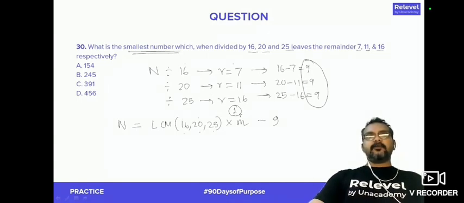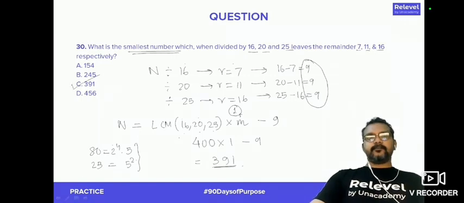We have to now figure out the LCM of 80 and 25. So 80 is 2 to the power 4 times 5 and 25 is obviously 5 squared. So the LCM will be 2 to the power 4 times 5 squared, which is 400. So it's 400 times 1 minus 9. So it is 391. So that is option C for question 30.